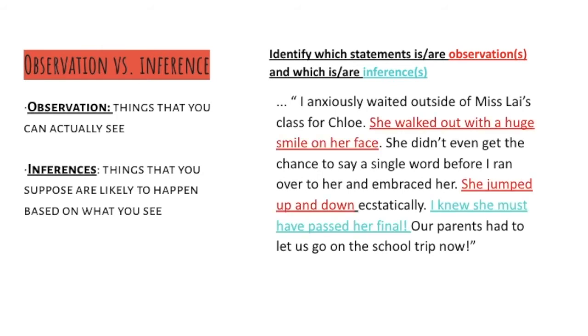The statements, she walked out with a huge smile on her face, and she jumped up and down are observations. These are things that you can actually see. However, the statement, I knew she must have passed her final, would be an inference. Because the speaker saw Chloe smile and jump, the speaker supposed it was likely that Chloe passed her final.